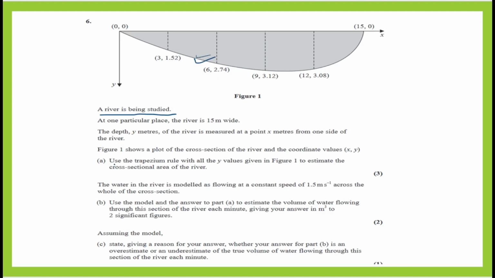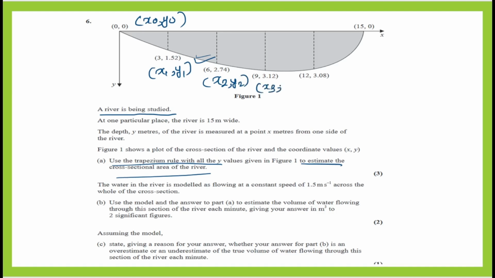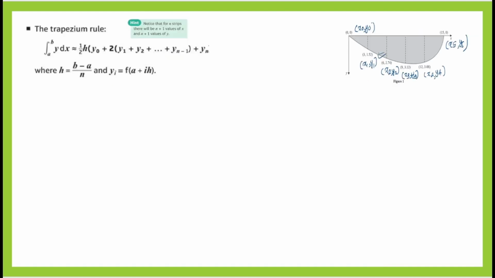Attempt to use the trapezium rule to estimate the cross-sectional area of the river. Here 0, 0 corresponds to the value x0, y0. This represents x1, y1. Now x2, y2, x3, y3, x4, y4. Finally, x5, y5. The 6 values of x and y are given.